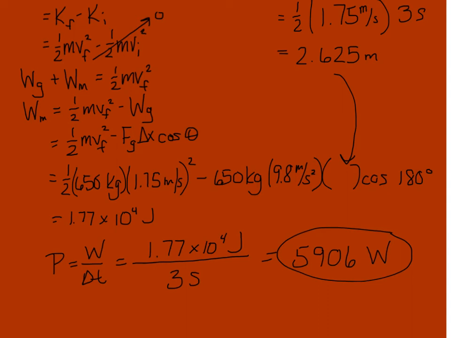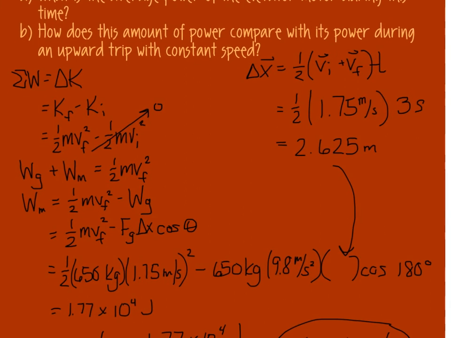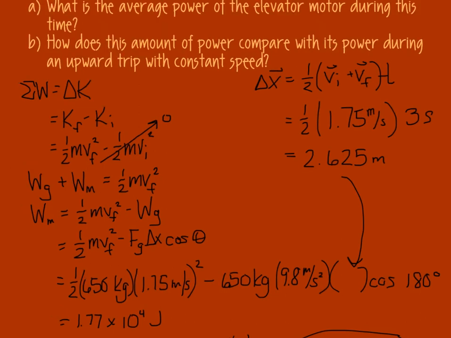And that's part A. And part B says, how does this amount of power compare with its power during an upward trip with a constant speed? Let's look at this problem again, kind of starting from scratch, but I'm actually going to work on the work that I already have up here. If we were going at a constant speed, then that tells me that the net work would be equal to 0, because there would be no change in kinetic energy.